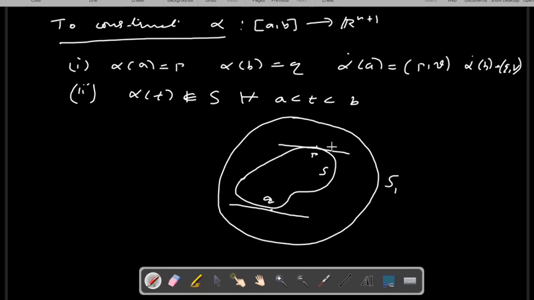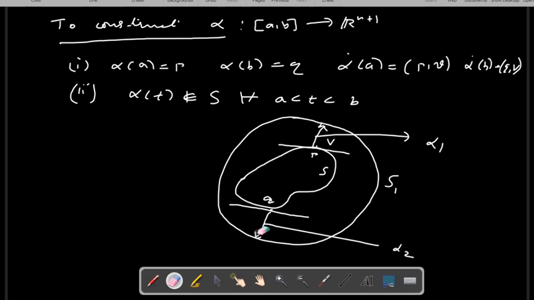Now I'm going to construct it in such a way that this is the vector V, correct? And this will be minus V then, in the opposite direction, right? This path I will name alpha 1, and this path I will name alpha 2. And so you are going back, right?